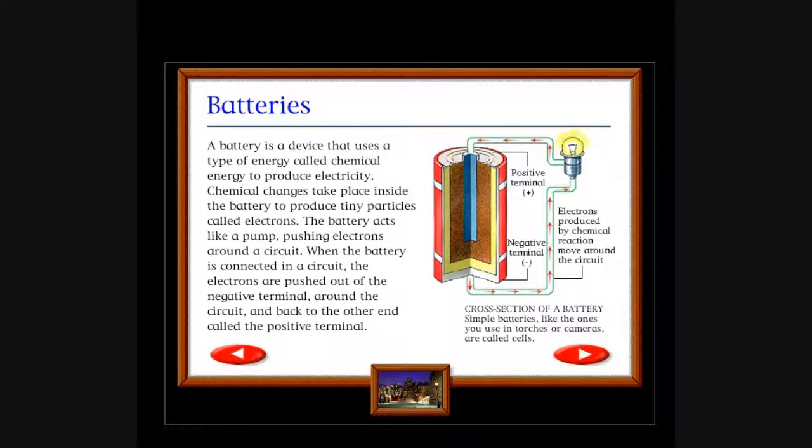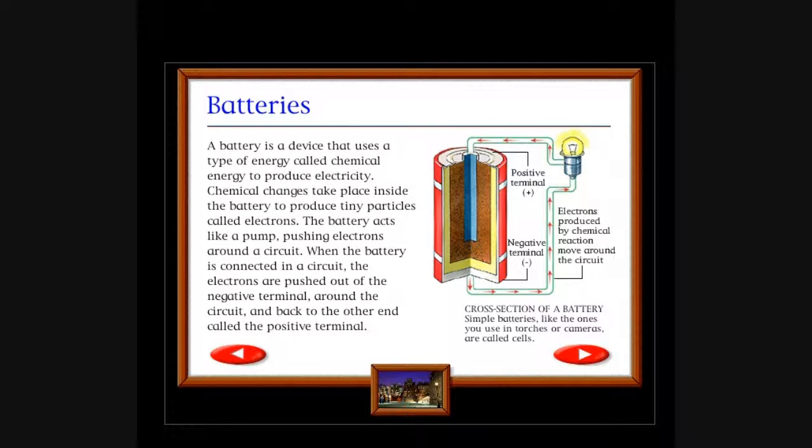Positive terminal. Positive terminal. So positive plus, negative terminal, negative minus. Electrons produced by chemical reaction move around the circuit. So it comes out of the negative. The positive. So it comes out of the negative, it goes back through the positive.